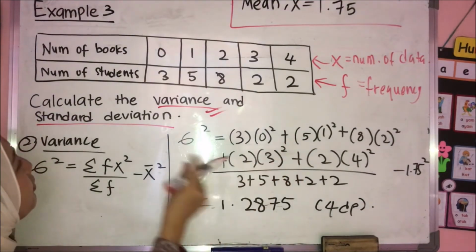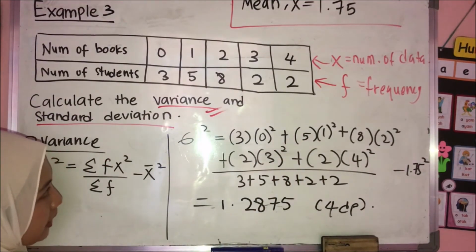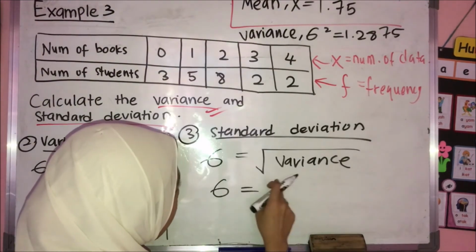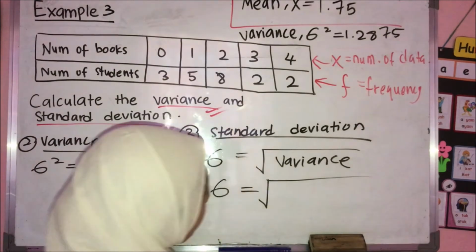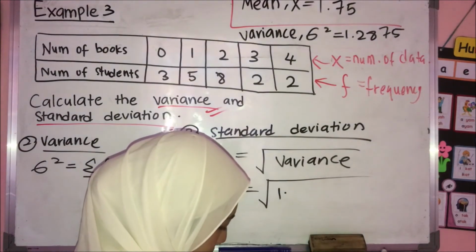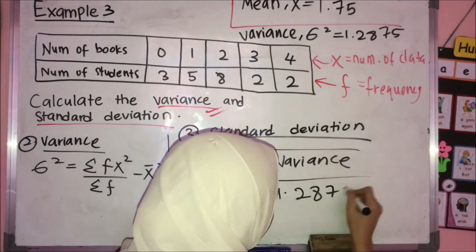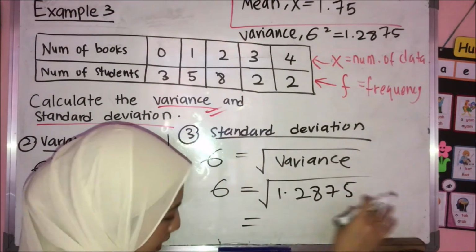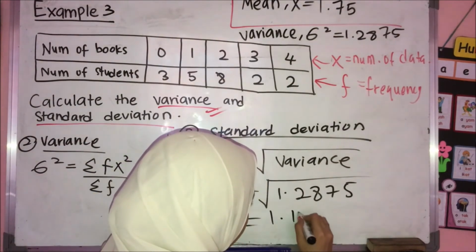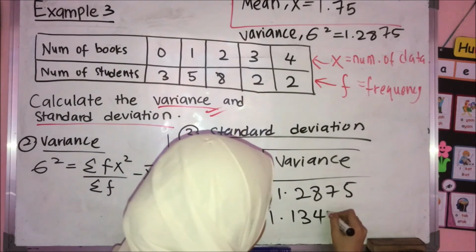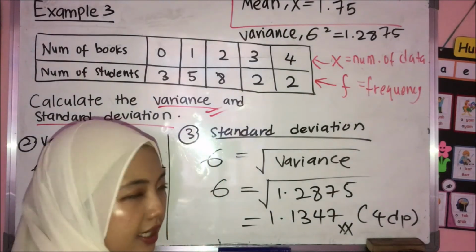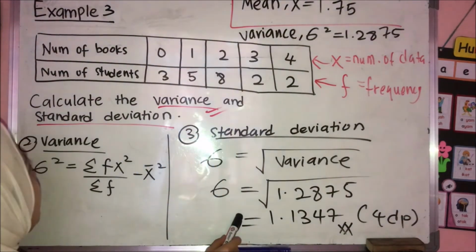Okay, now we need to find the standard deviation. How to find standard deviation? Standard deviation is the square root of variance. The square root of 1.2875. The last answer is 1.1347. Okay, this is the answer for this question.